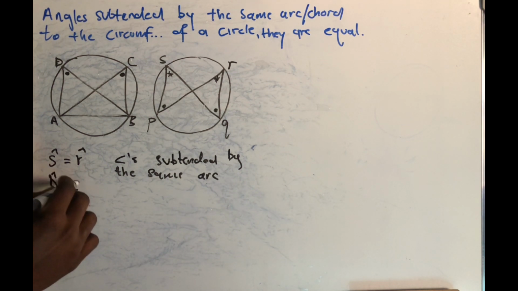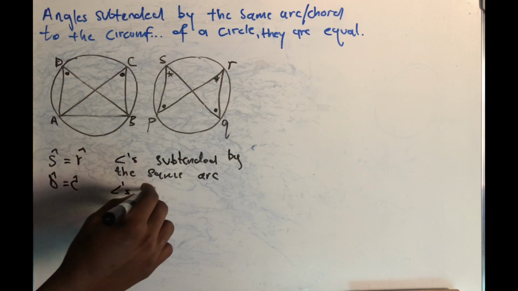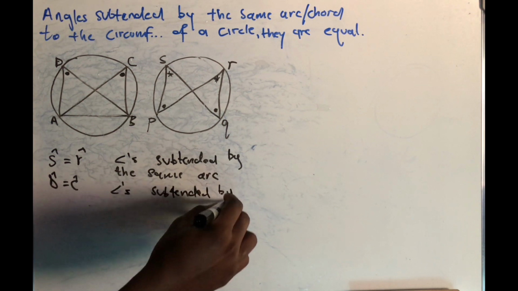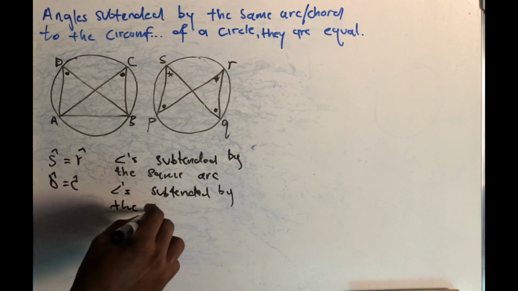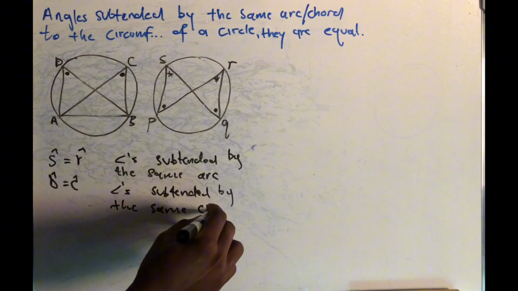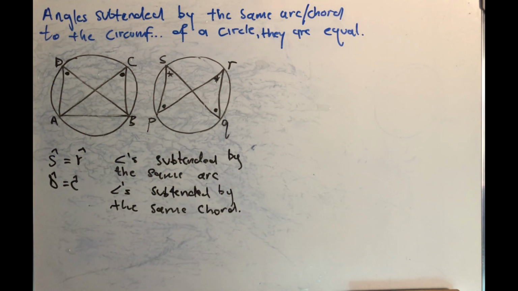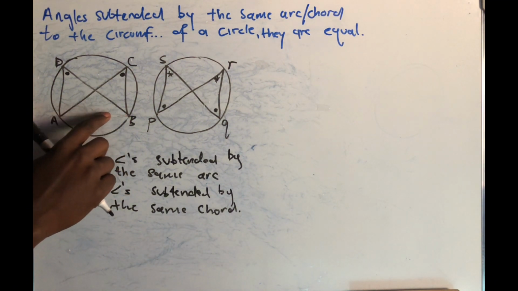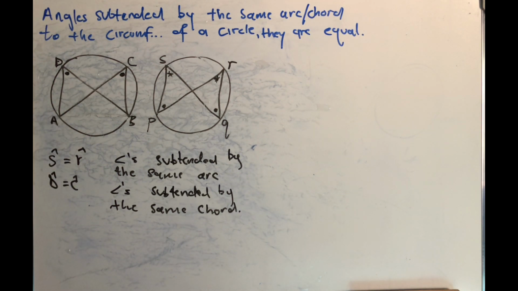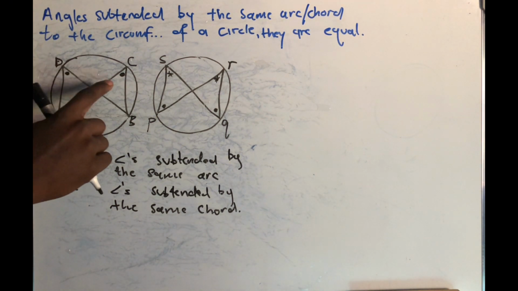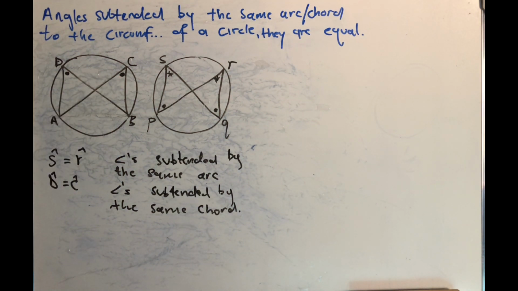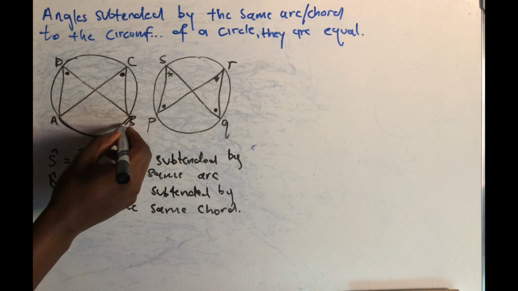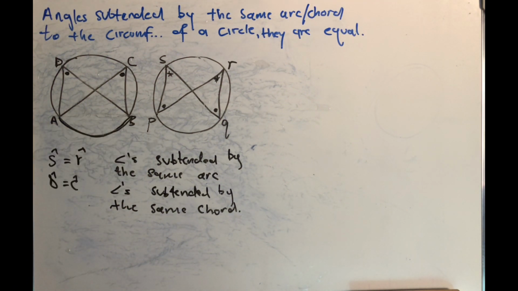Angle D equals angle C, angles subtended by the same chord. And now if we remove the chord, we still have angle D equaling angle C. What's the reason? We can see that now AB is an arc as well. You see, AB is also an arc.